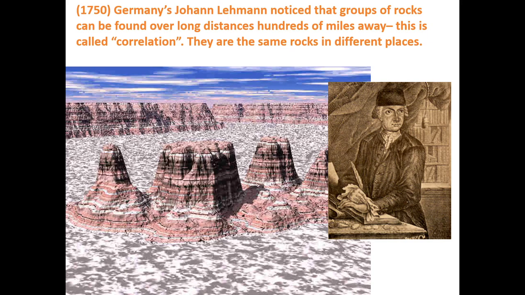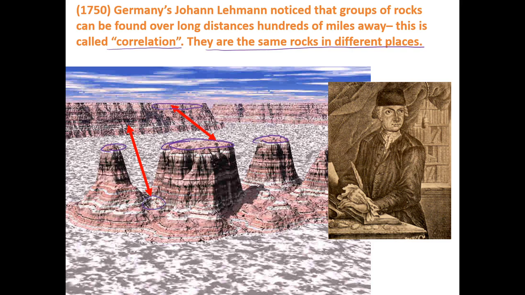A very important scientist in this is Johann Lehmann. He noticed that groups of rock can be found over long distances, hundreds of miles away, and he called this correlation. It's the same rock, just in different places. So we can look at this pink strata right here. Notice it's the same as this one right here, and the same as this one, and this one. Just because it's not connected doesn't mean it's not the same rock.